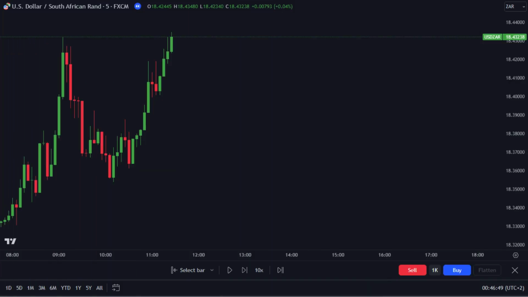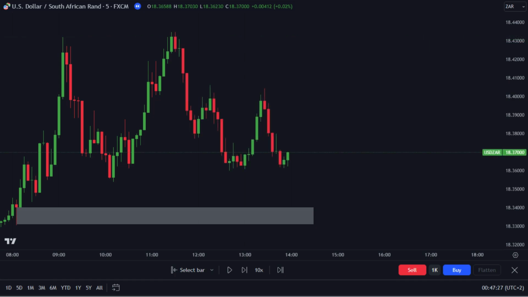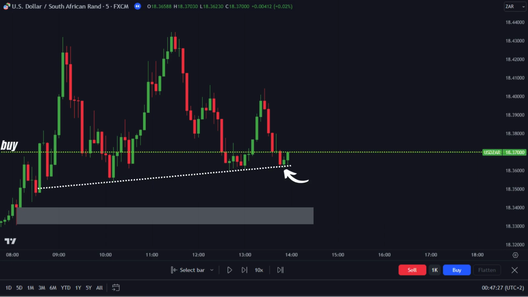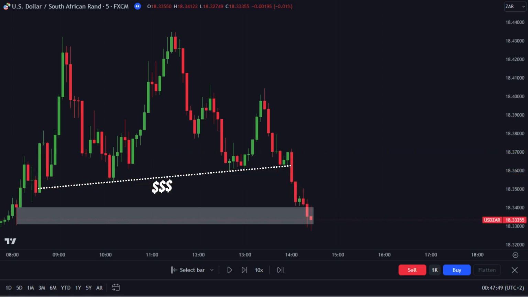In this example, if institutional traders want to execute a large buy order at this demand zone, they first create a temporary price movement like this one. Technical traders see this as a trend line and place their buy orders at the retest of the trend line, with stop losses just below it. This cluster of stop losses generates significant liquidity below the trend line. To access this liquidity, institutional traders push the price down, clearing all the stop losses below.